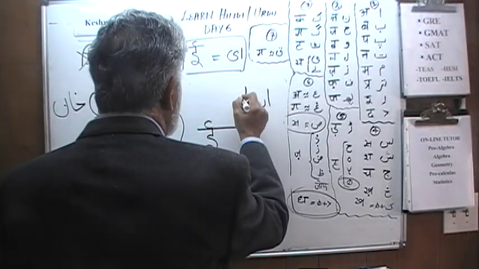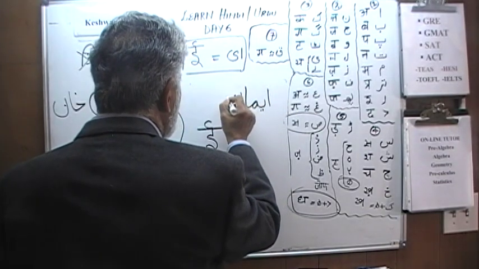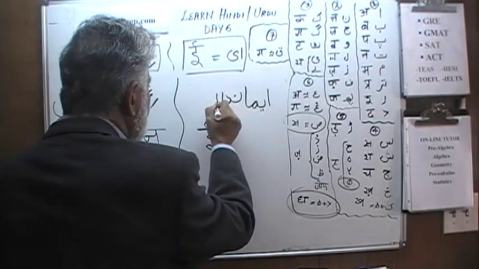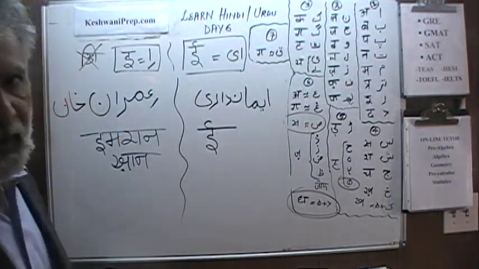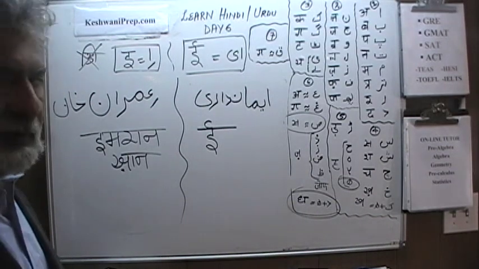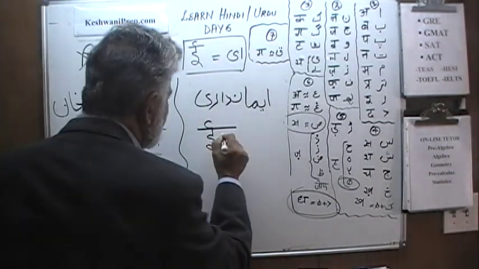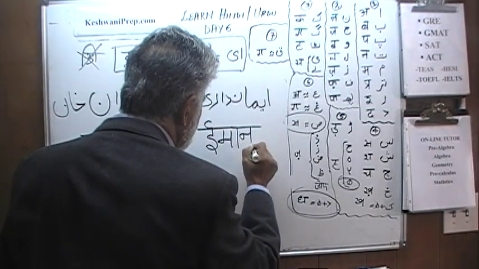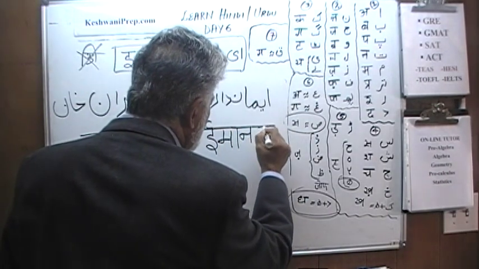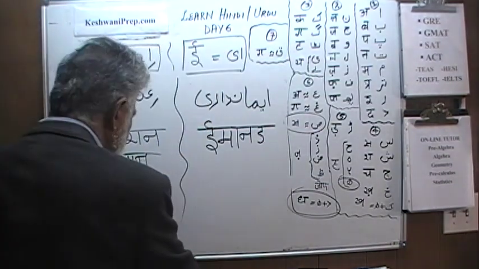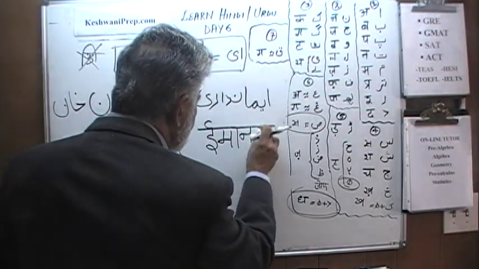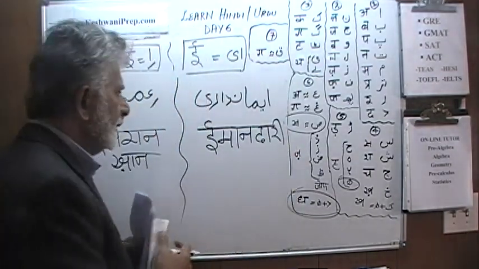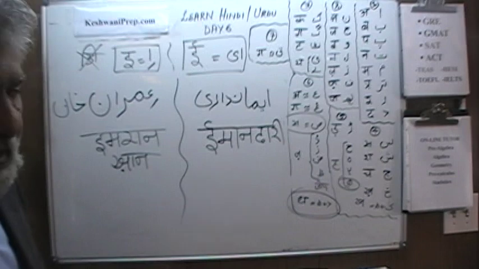Ee, ma, noon. And then the dal and alif. Da, ri. Imandari, as in honesty. Imandari. Iman, and then da, ri. Imandari, honesty. As you can see, that's a badi ki matra.